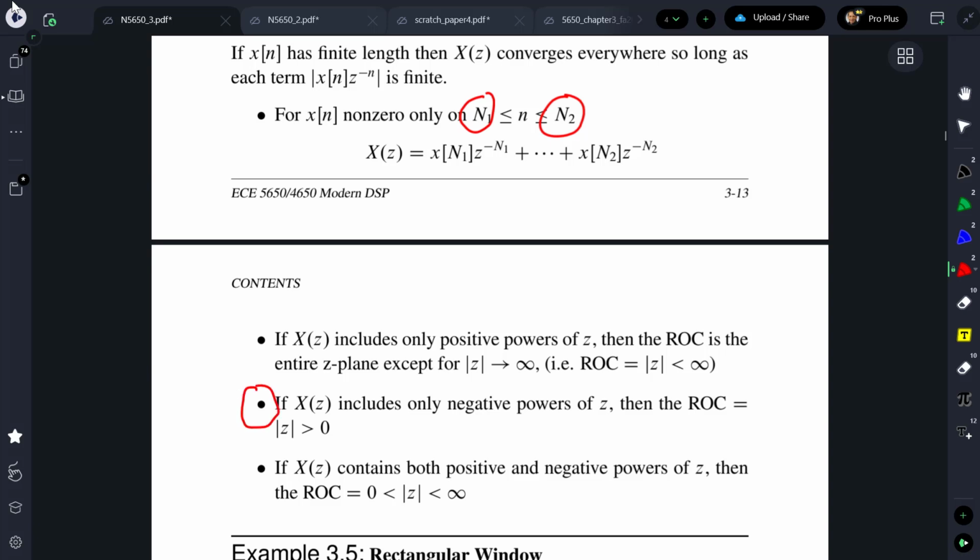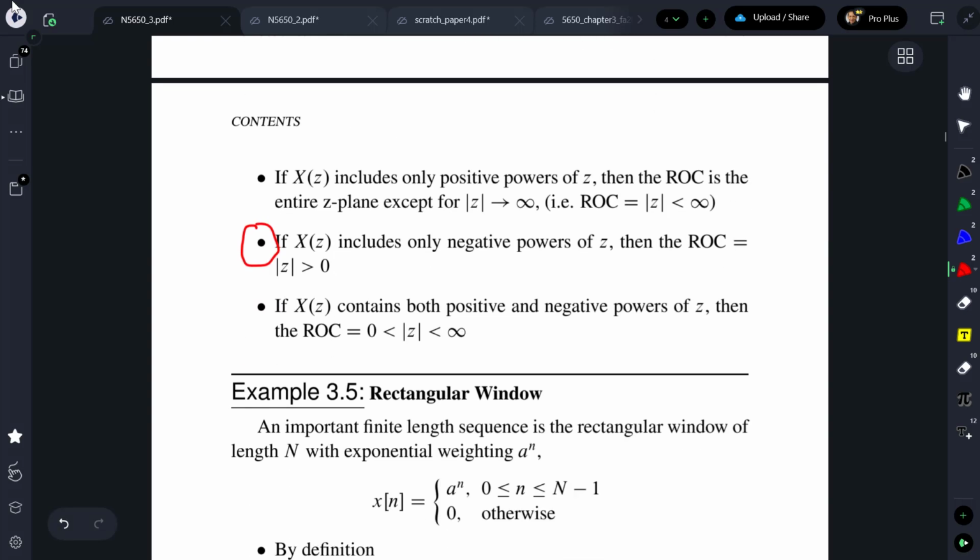If X of z only includes negative powers of z, then the region of convergence has to be greater than, magnitude of z has to be greater than 0. That makes sense, doesn't it? Negative powers of z means we have a 1 over z, and if z tries to go to 0, any one of those terms is going to go to infinity. On the other hand, I've got the mixture case here, well, only positive powers of z, that means the sequence is on the negative time axis, and we only have positive powers of z in the z transform, and then the region of convergence has to be less than infinity. So those are those two cases.